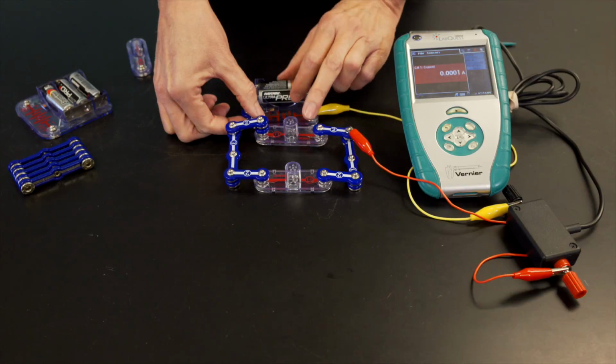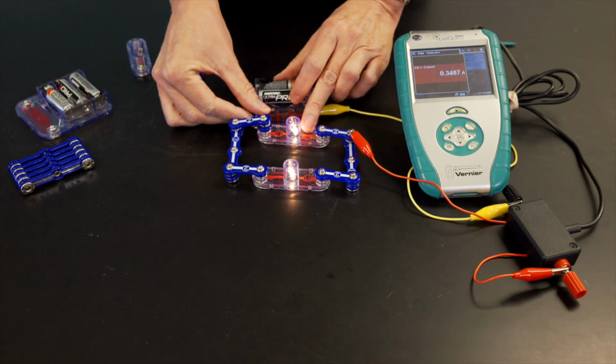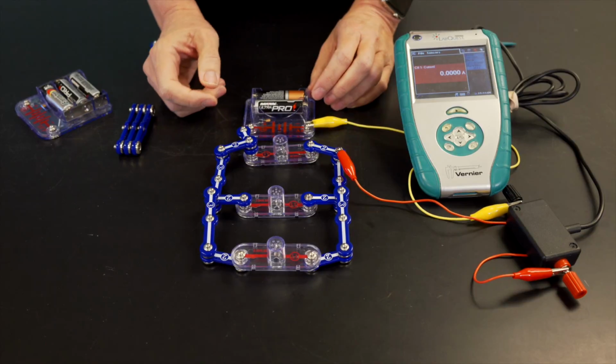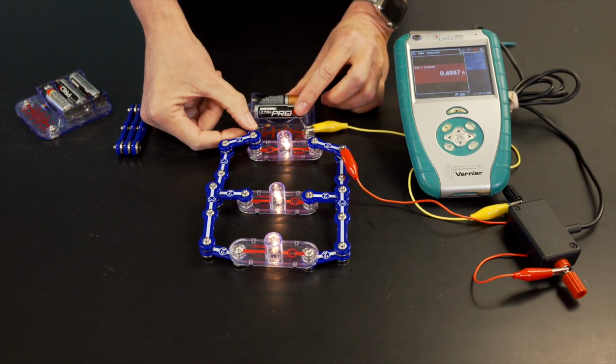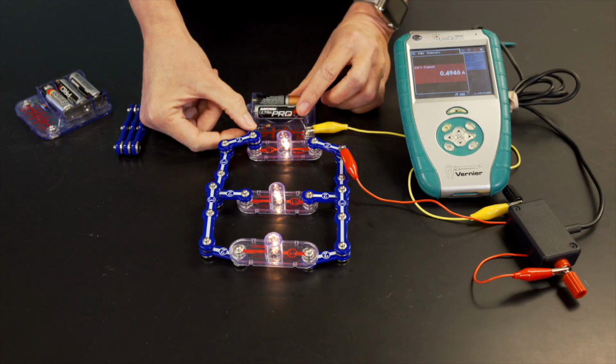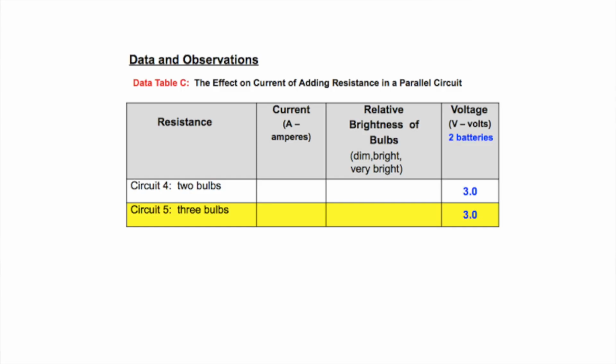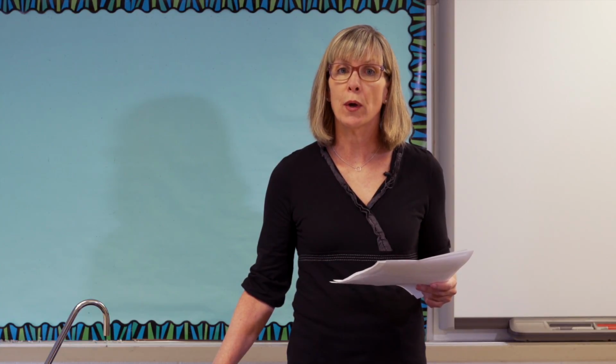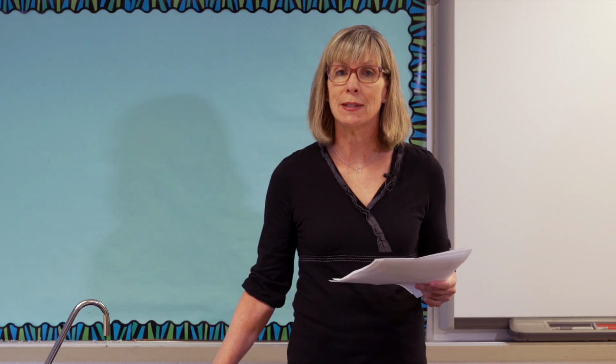This is circuit 4. Record the LabQuest reading here, but wait on the brightness until you have seen the next circuit for comparison. This is circuit 5. Record the LabQuest reading and the brightness for both by comparing them. I will now add the 3rd battery for a total of 4.5 volts, and you will begin recording your data in Data Table D on sheet 10.